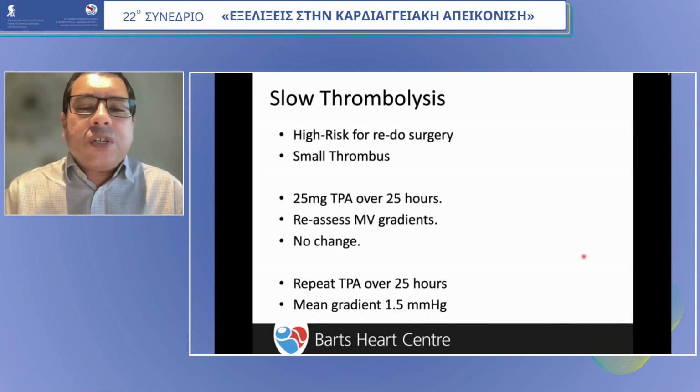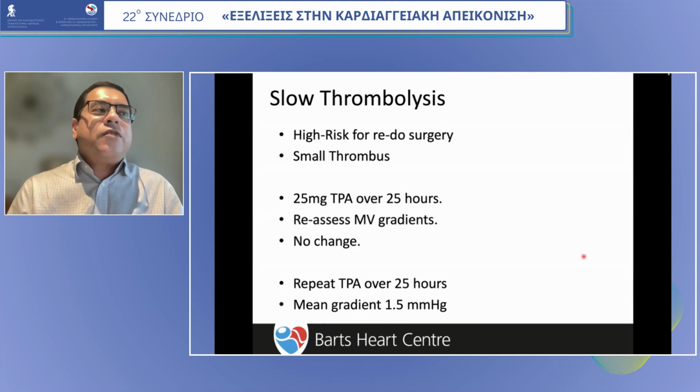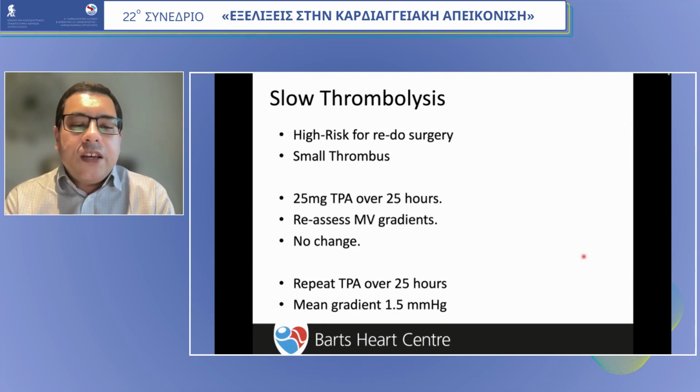So this particular patient was high risk for redo surgery, but also they had a very small thrombus, but were in heart failure, with pulmonary edema. So we decided to use this slow low-dose technique. So we gave 25 milligrams TPA over 24 hours.